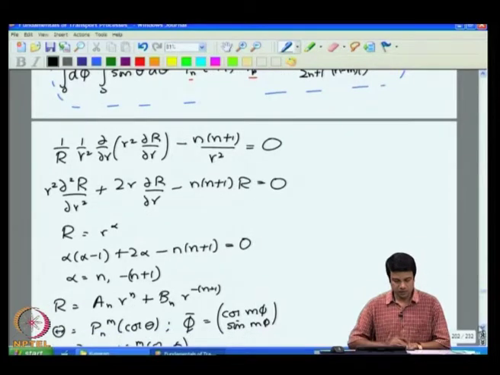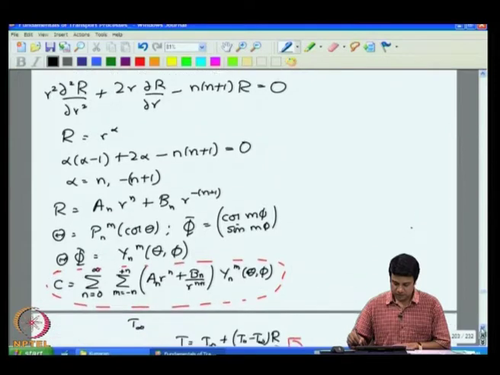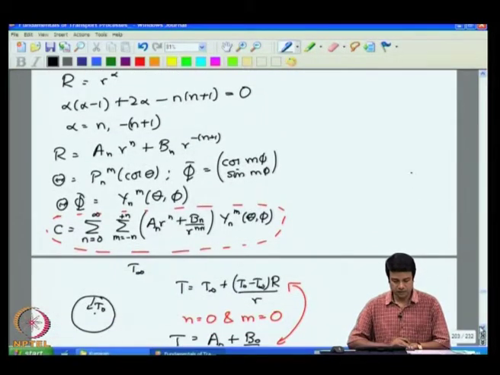And then we solved for the radial coordinate, and we got solutions which are in terms of power laws with respect to the radius, r power plus n and r power minus of n plus 1. So, that gave us the final solution for the spherical harmonics for the solution of the diffusion equation in a spherical coordinate system. This is a series summation, n is equal to 0 to infinity, and m goes from minus n to plus n. So, for every value of n, you have m going from minus n to plus n. That means that there will be 2n plus 1 such solutions.